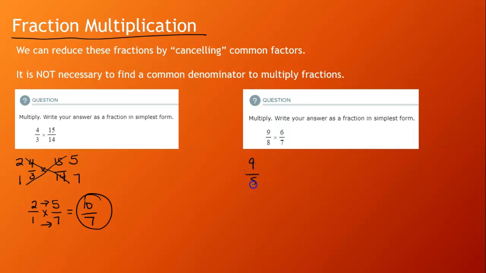Let's try this one, 9/8 times 6 over 7. Let's look for things that can be reduced. 9 over 8 cannot be reduced. 6 over 7 cannot be reduced. 9 and 7 don't have any common factors, but 8 and 6 do. 8 and 6 are both divisible by 2.